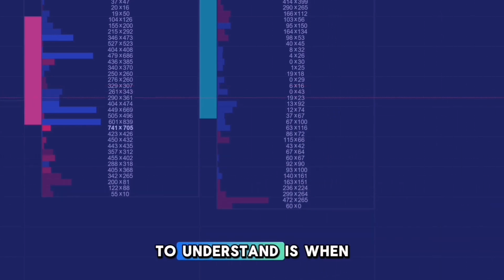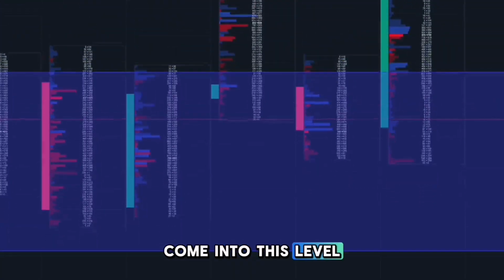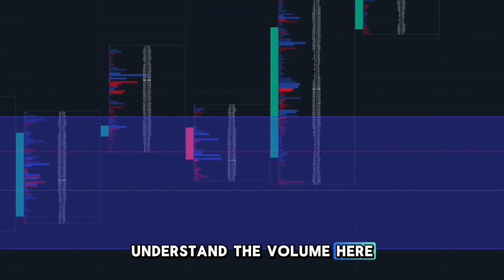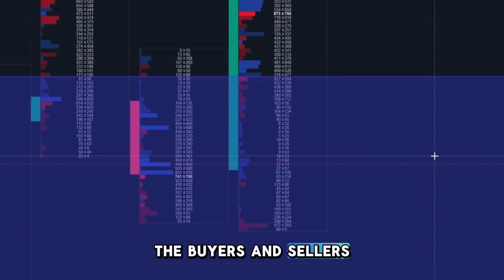So what you need to understand is when you see zeros, it means the market isn't interested in these prices, right? The volume is low, the volume is drying up. So when we come into this level, I want you to understand the volume here is drying up. When you think about it from an intuitive perspective, if you see the volume drying up and you see a lot of sellers failing, what this means is that the buyers and sellers are not interested in these prices at this level and the sellers have failed.